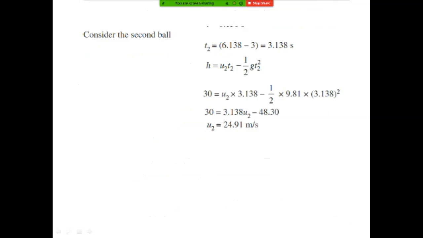Now the time taken by ball 2, the second ball: it is thrown 3 seconds after ball A is thrown. That's why the time taken by ball B to reach that height will be 3.138 seconds. Again the same formula, h is equal to ut plus half gt square. Then I substitute, and the initial velocity of ball 2 works out to be 24.91 meter per second.